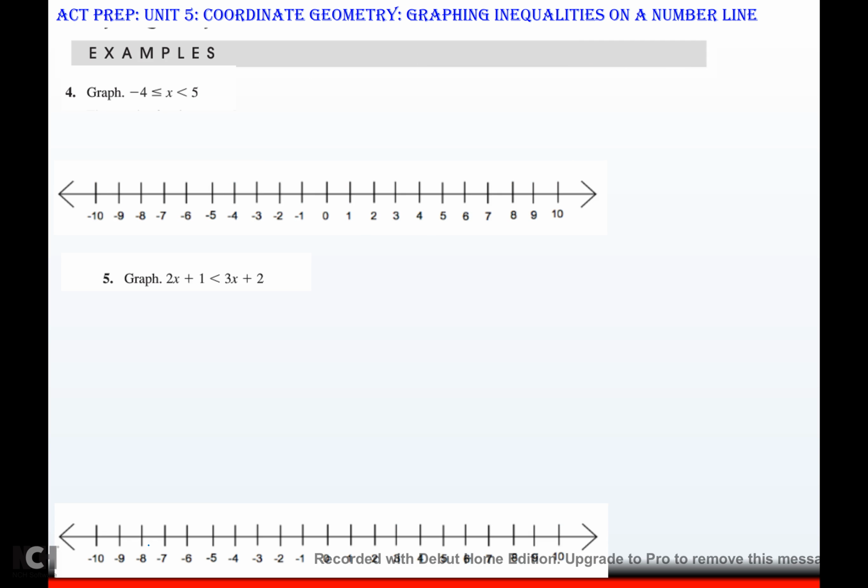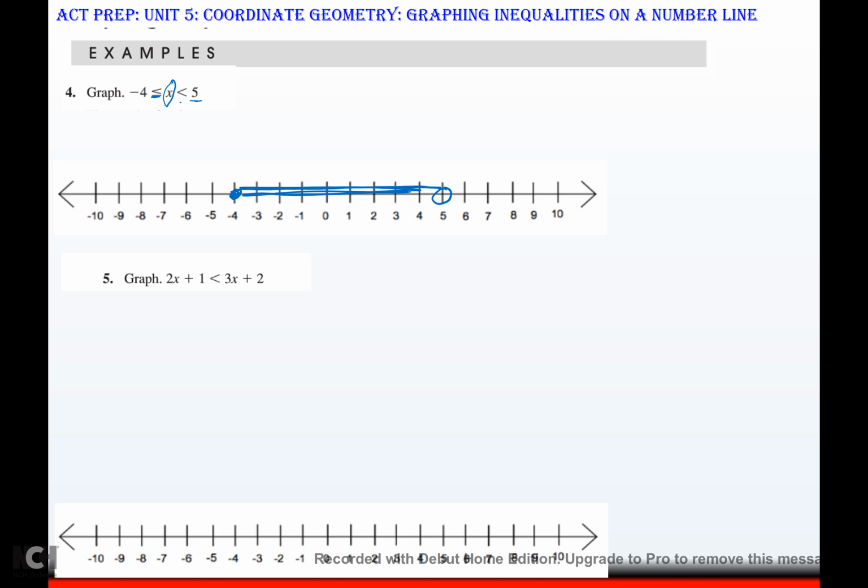All right. Graph negative 4 is less than or equal to x, which is less than 5. That's how you read that. What it means is you want all the x's that are between negative 4, including negative 4, which means closed circle, and positive 5, but I don't want to include the 5. And then I want everything in between.